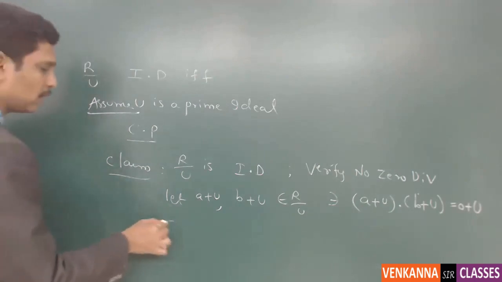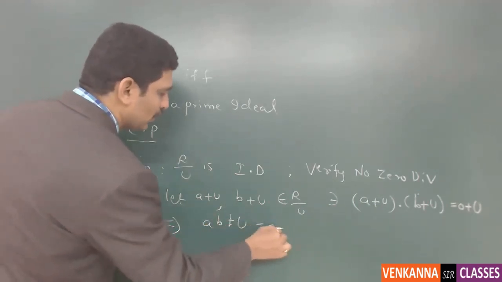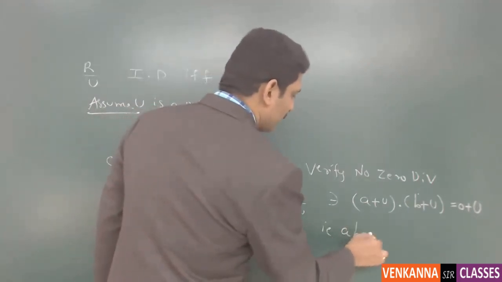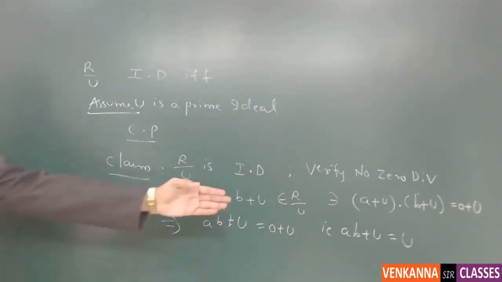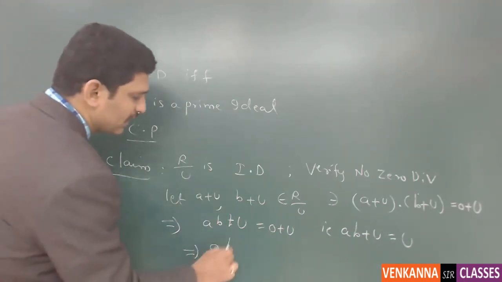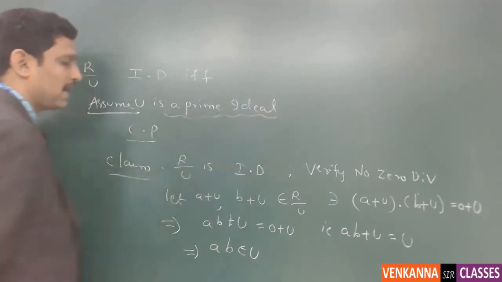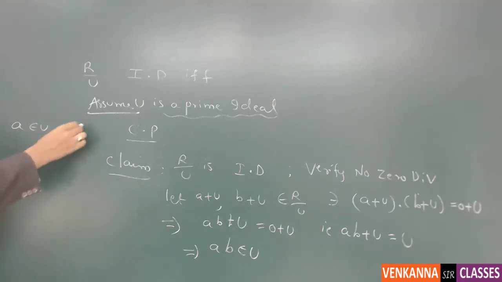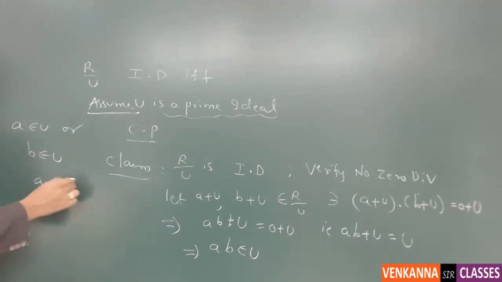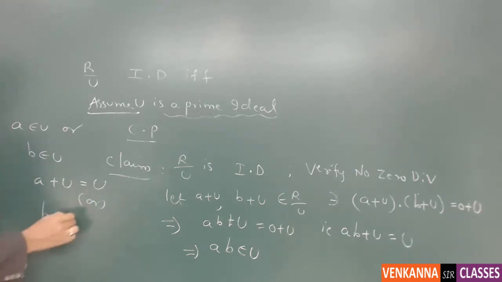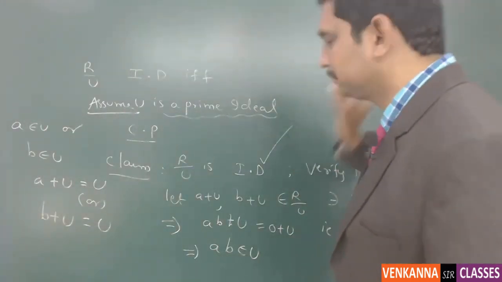Right. So applying coset multiplication there, it is ab plus U equal to 0 plus U. That is ab plus U equal to U. Just as earlier we applied the group's result, applying the same result there, from this you can say ab belongs to U. As per our supposition, U is a prime ideal, hence we can say that either a belongs to U or b belongs to U. Applying the same condition again, you can say a plus U is equal to U or b plus U is equal to U. Therefore, it has no zero divisors, hence it is an integral domain. That was the conclusion.